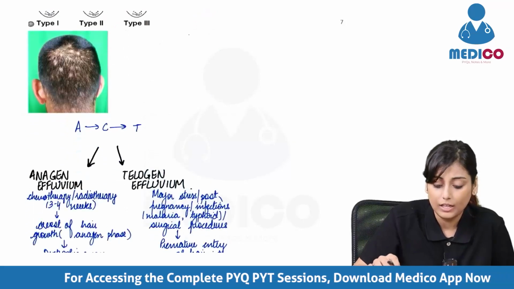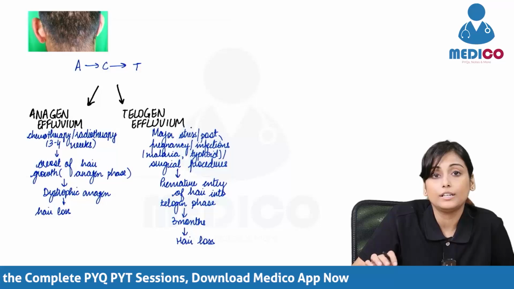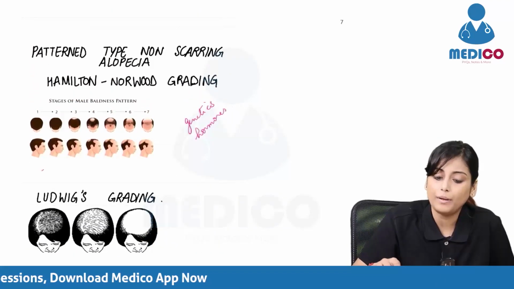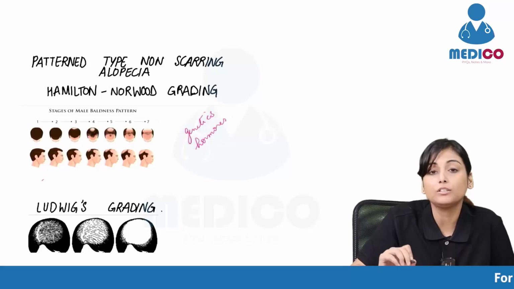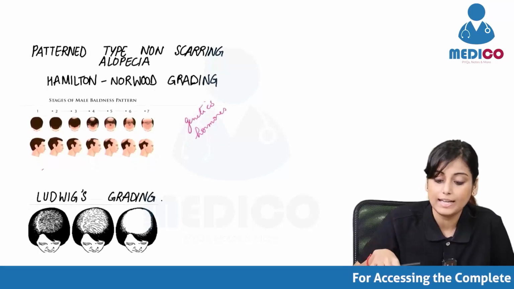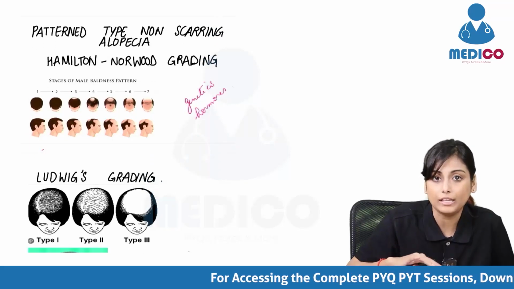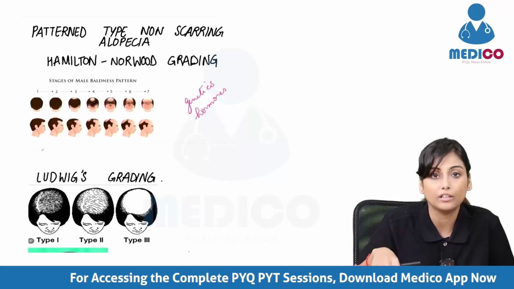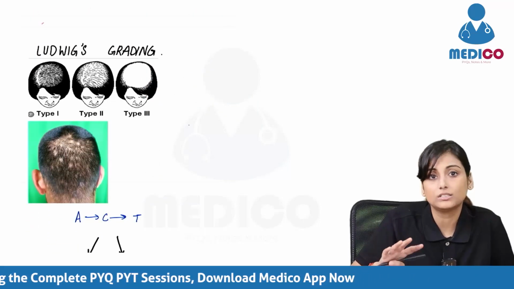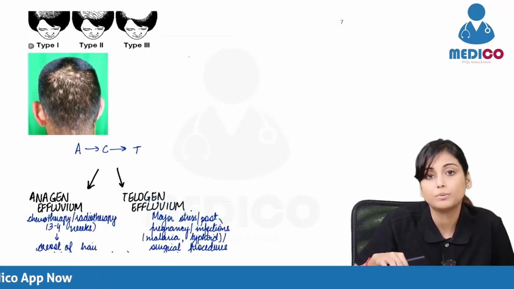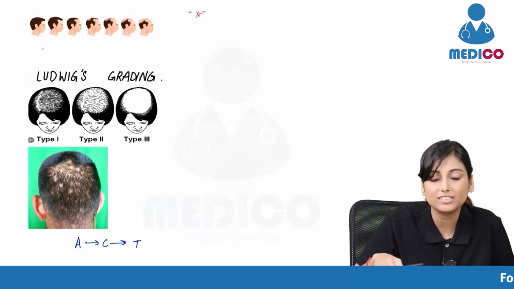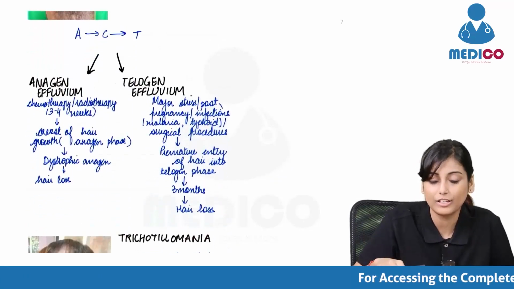So that happens. Now then, there are not many MCQs. You have to remember that Ludwig's grading is for females, Hamilton Norwood grading is for the males, and this is how the male and the female pattern hair fall would look like. I think this is all that they could ask in your exams, but I mean, they ask very basic questions, so we can leave it there only.